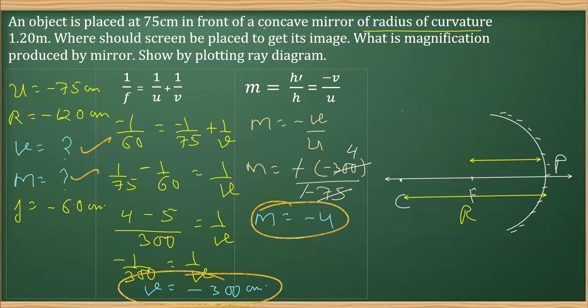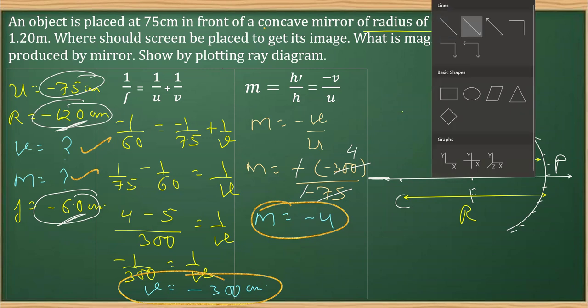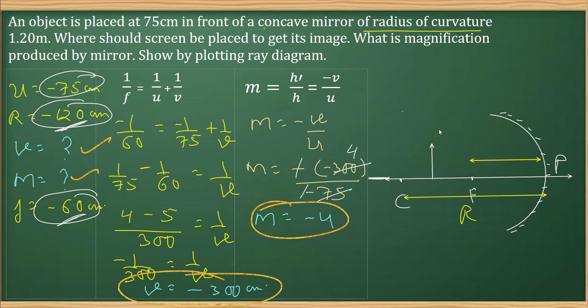Now we have to show it using a ray diagram. So let's say if I extend it further, we can see that the object distance is minus 75. So we can figure out that this is the center of curvature, this distance, and this is the focus, the principal focus. We can see that this 75, ignoring the sign, lies between 60 and 120. So clearly the object is placed between F and C. So we'll say that the object is placed over here.